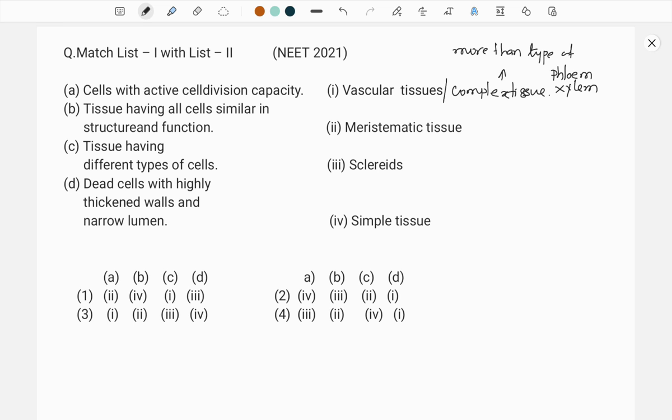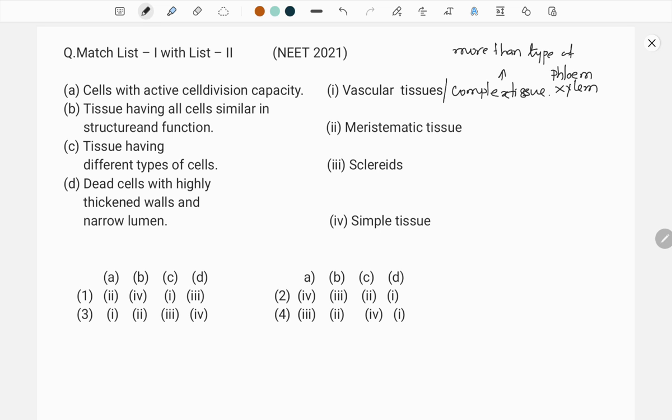Xylem is also called wood, hydrome. Phloem is called bast and leptome. Phloem is responsible for conduction of food material and xylem is responsible for conduction of water and minerals.